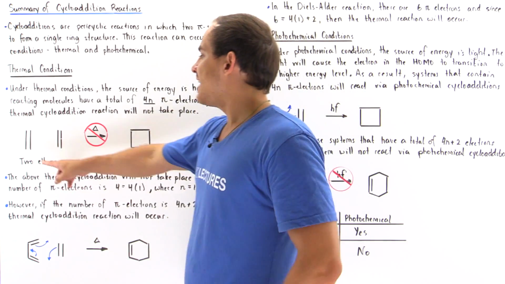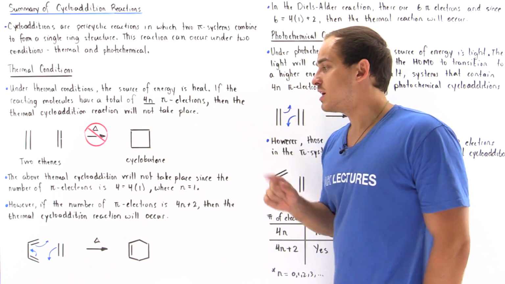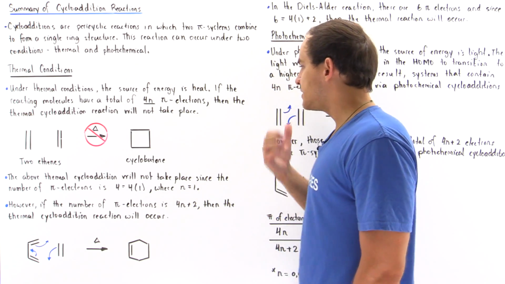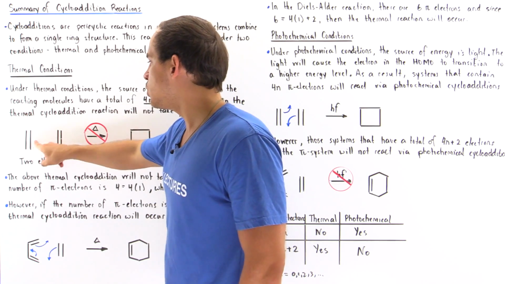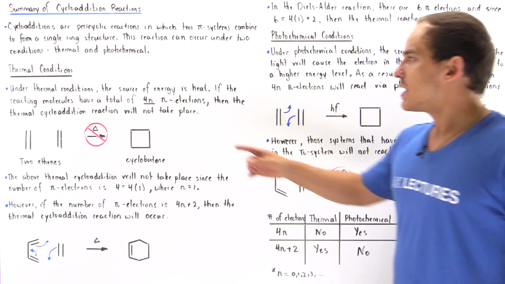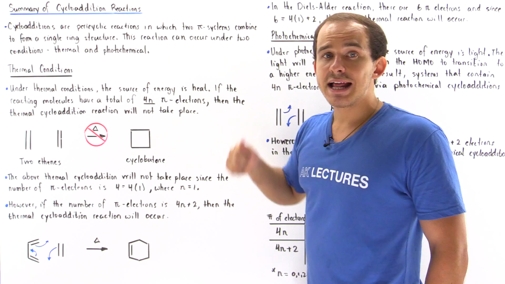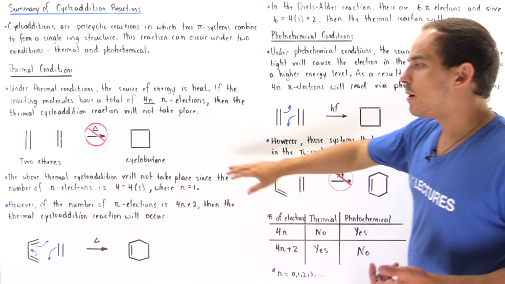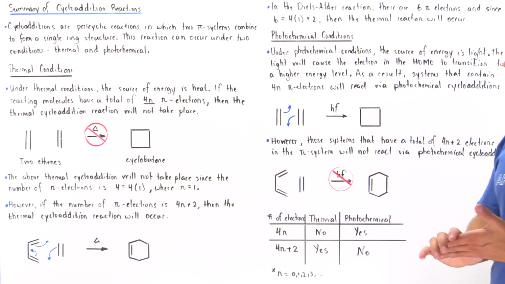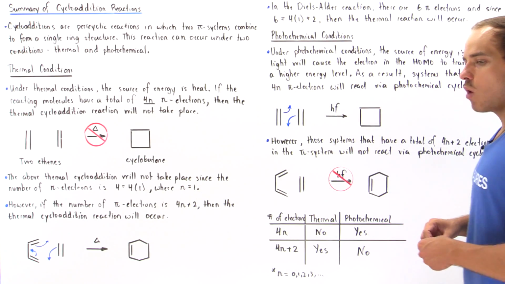For example, if we have two ethene molecules reacting under thermal conditions to produce the cyclobutane, no thermal cycloaddition reaction will actually take place because we have 1, 2, 3, 4, we have 4 pi electrons in our system. Because 4 electrons is equal to 4 multiplied by 1, where n is equal to 1. So the above thermal cycloaddition reaction will not take place since the number of pi electrons equals 4 times 1, where n is equal to 1.